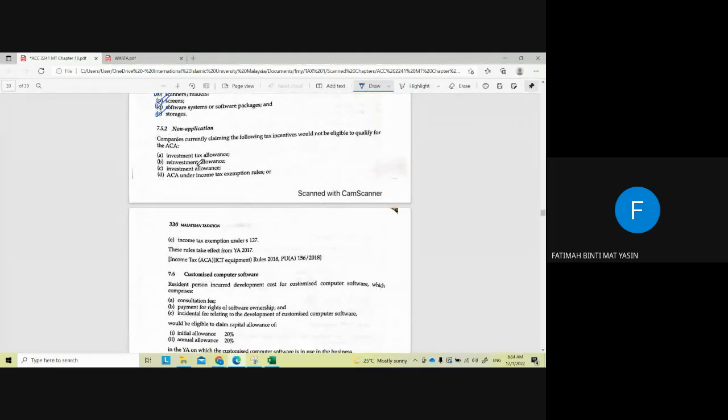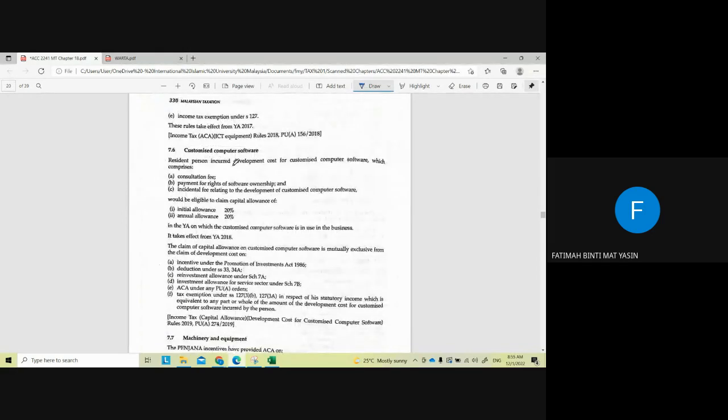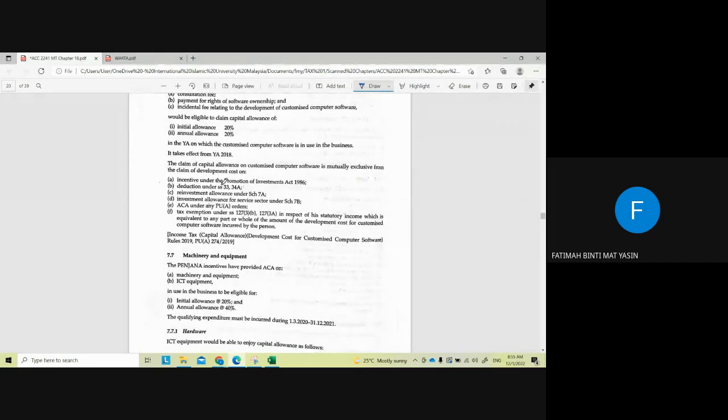Okay, so companies currently claim. This one, it's okay, you learn this one in your text too. It's okay, read it in the text. Alright, this one read on your own.